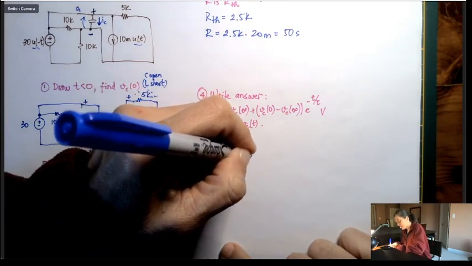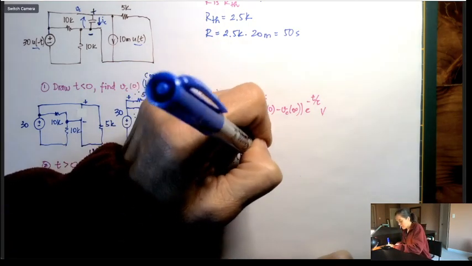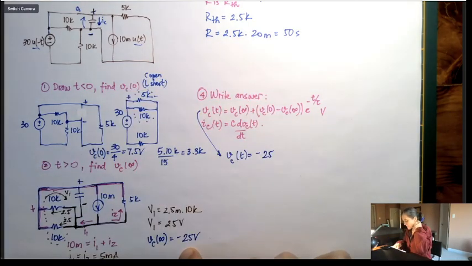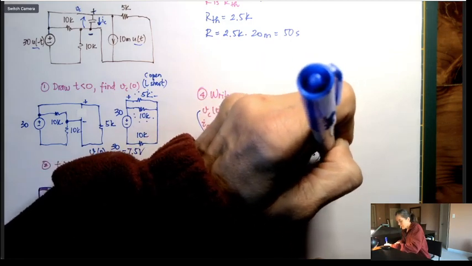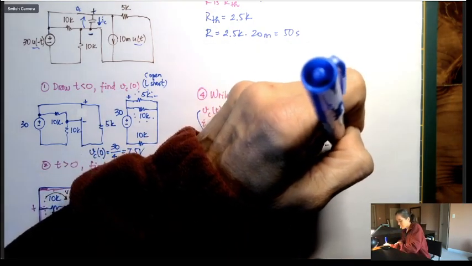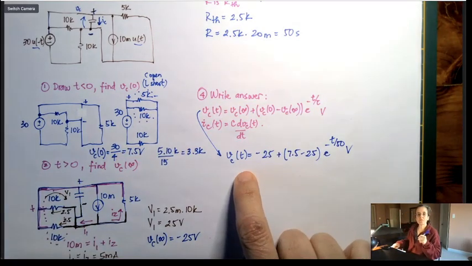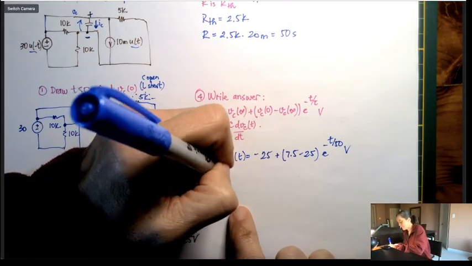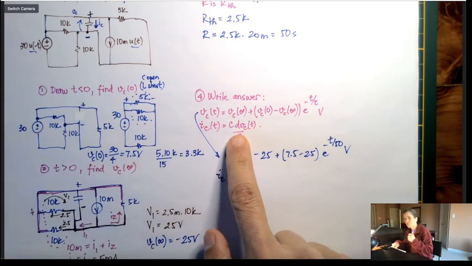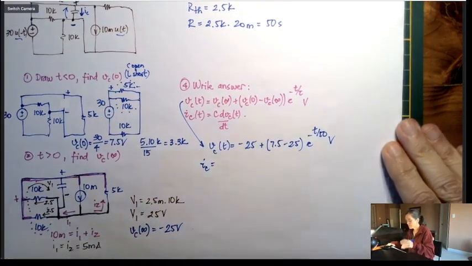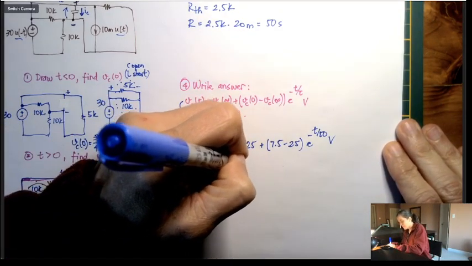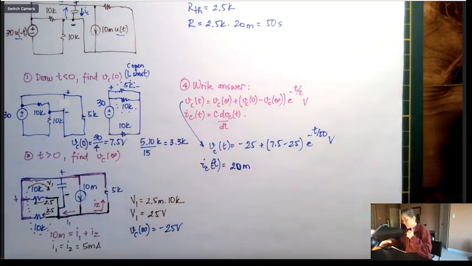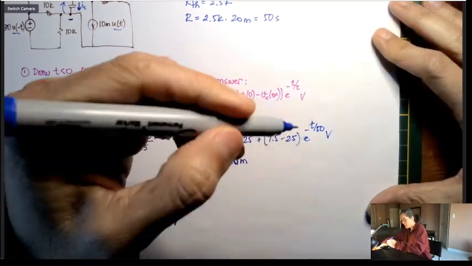VC of t is VC of infinity, minus 25, plus 7.5 minus minus 25, e to the minus t divided by 50 volts. So this is VC of t, which is half of the question. The other part of the question is what's IC, and I'm going to just do C dV dt. It's also IC of t, and my capacitor here is 20 milli. I don't know if on the homework assignment it was the same.